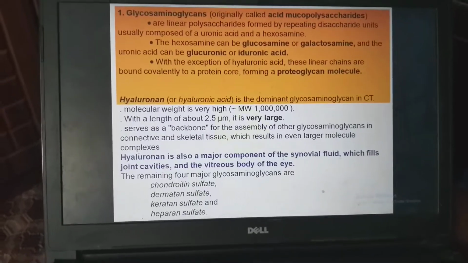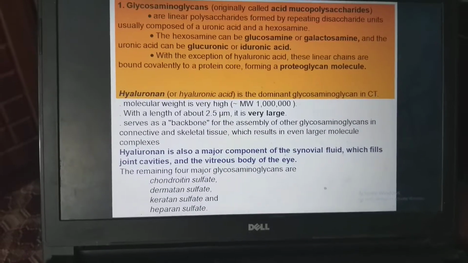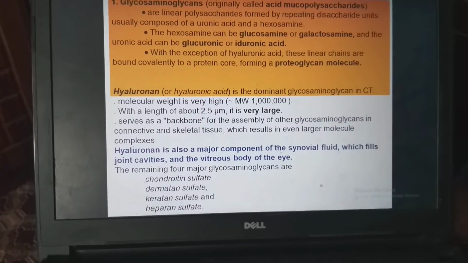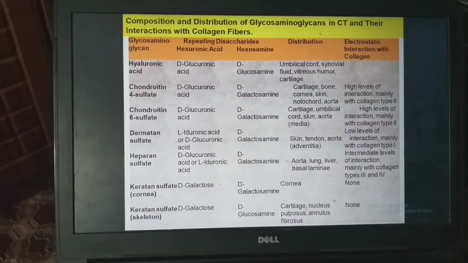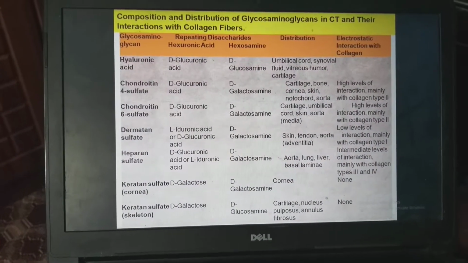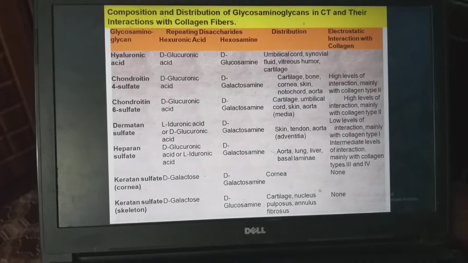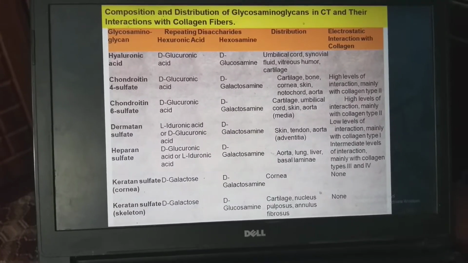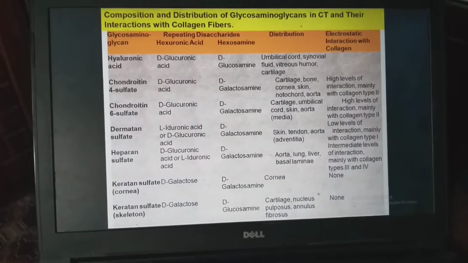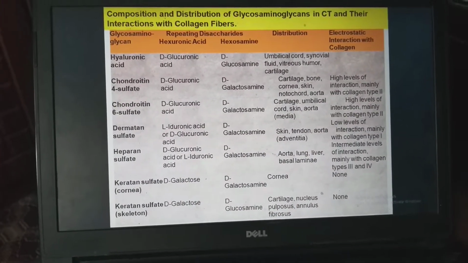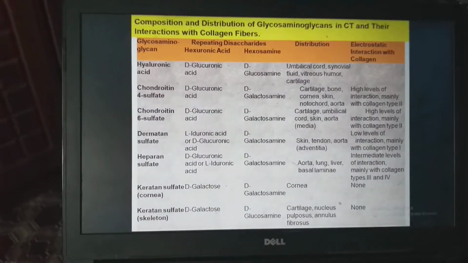Hyaluronic acid. Don't forget, hyaluronic acid is the major component of synovial fluid, which fills the joint cavities and the vitreous body of the eye. But this is the structural composition and distribution of glycans in connective tissue and their interaction with collagen fibers. Here you can see the glycosaminoglycan groups: hyaluronic acid, chondroitin 4 sulfate, chondroitin 6 sulfate, dermatan sulfate. They are different, in their structure, what they look like, and in their function and distribution.